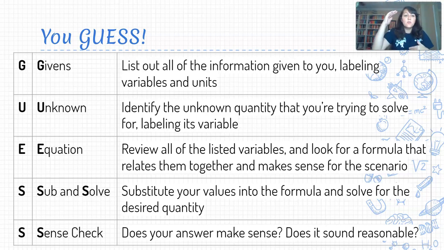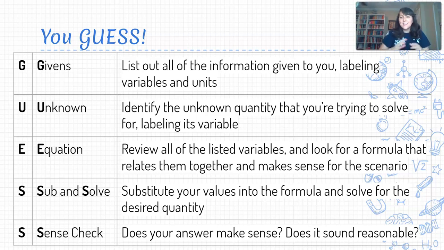All right. So you've got your givens, you've got your unknown. The next thing that you do is you look for an equation that relates all those variables to each other to allow you to solve for that unknown. You also want to make sure as you're going through that your equation makes sense for the scenario, all right? So if you have an object that's accelerating, you want to use one of your acceleration formulas. If you've got an object moving at a constant velocity, we'll use our constant velocity formula, all right?